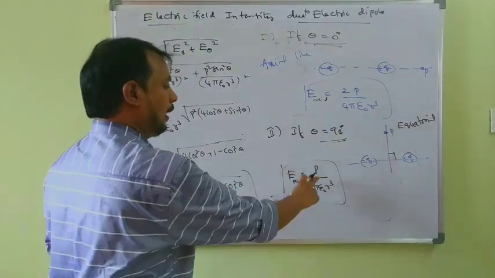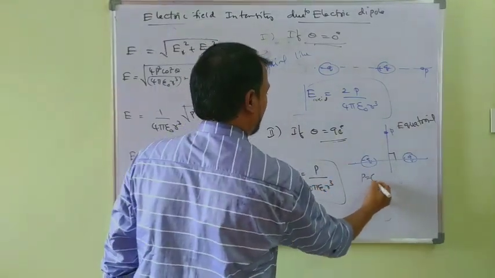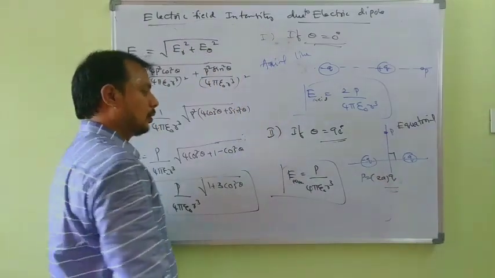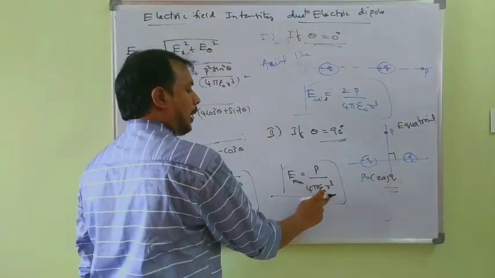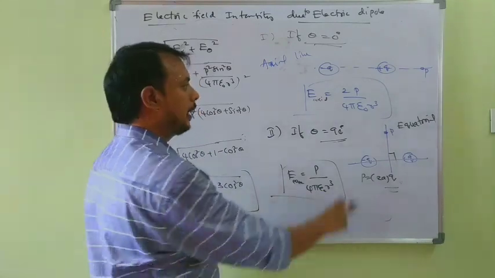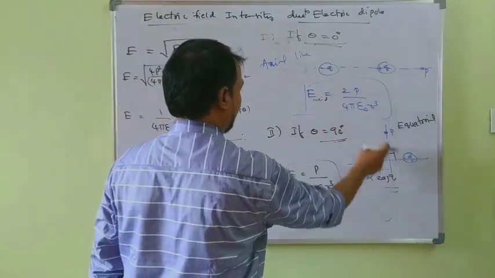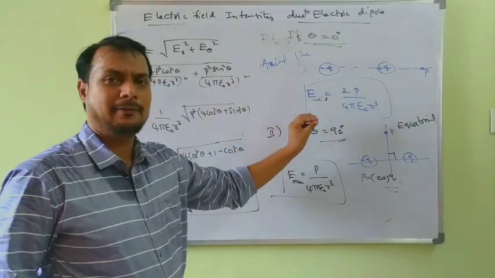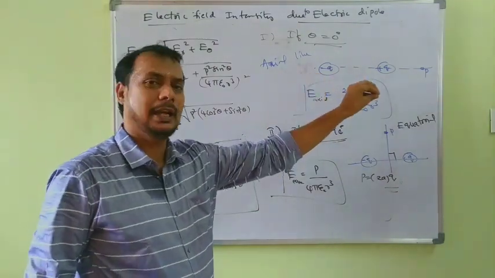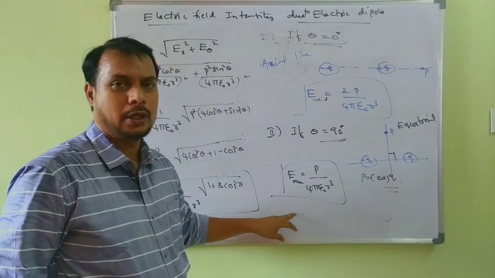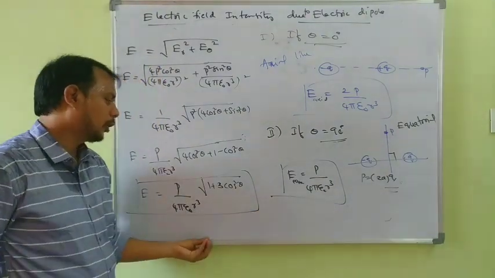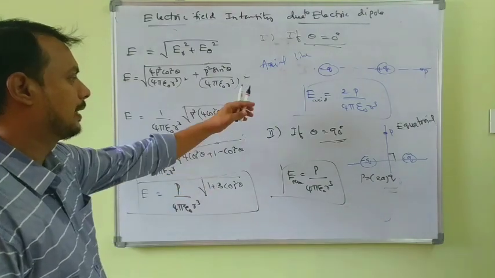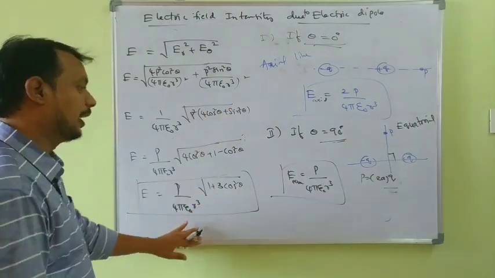Okay. So P you can represent as 2aq. Right. So 2aq by 4 pi epsilon naught R cube, and here also P you can replace with 2aq. So this is the electric field intensity at a point on the axial line, and this one at the equatorial line, and this is the general expression. So this is the resultant magnitude on the axial as well as the equatorial line, and this is the general expression.